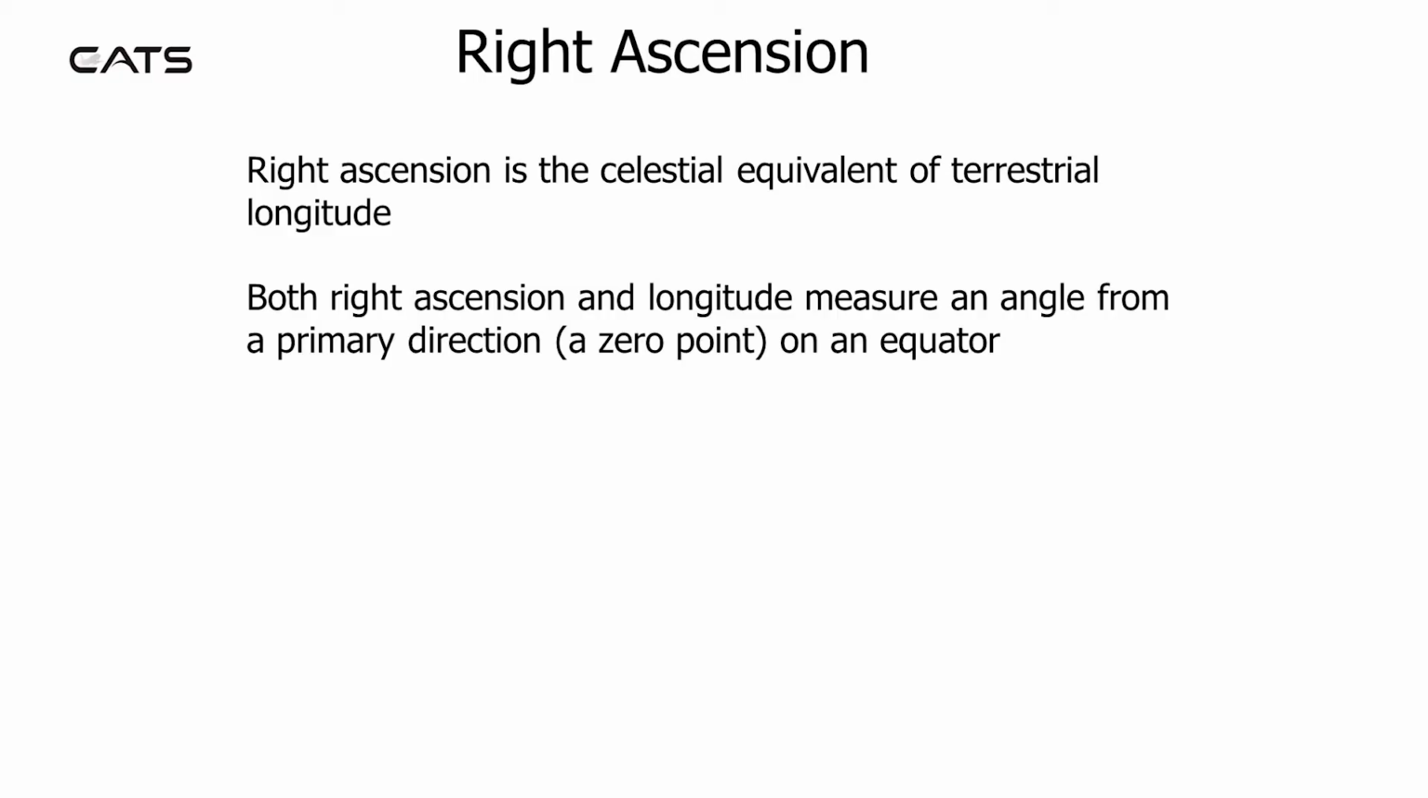Right ascension. Right ascension is the celestial equivalent of terrestrial longitude. Both right ascension and longitude measure an angle from a primary direction, a 0 point on the equator.